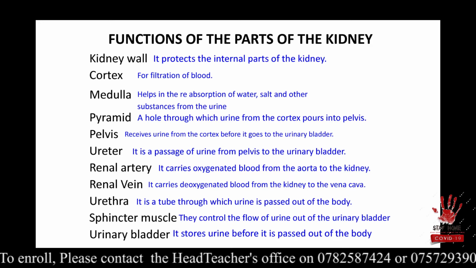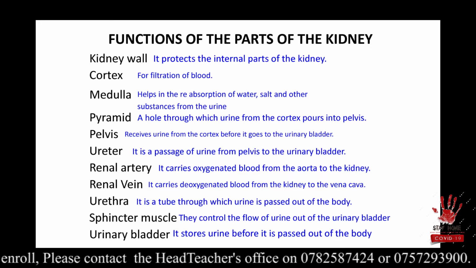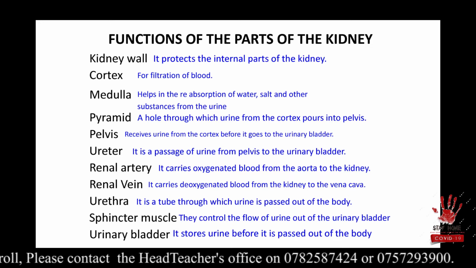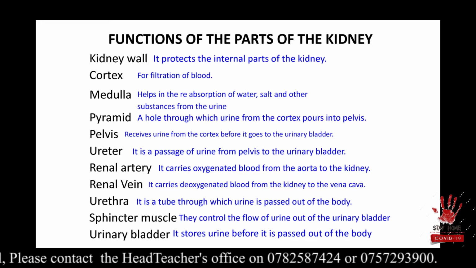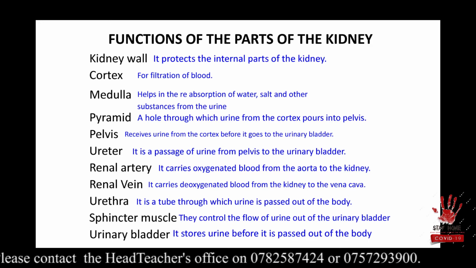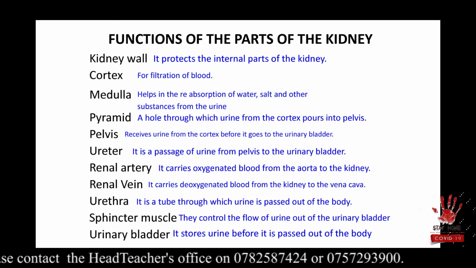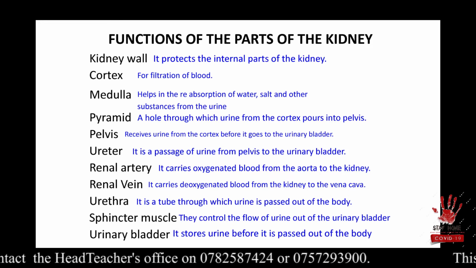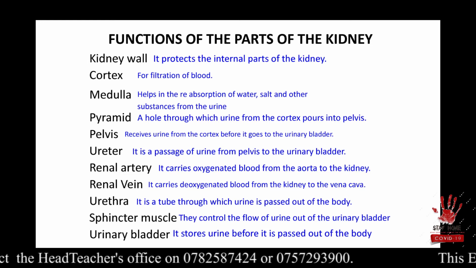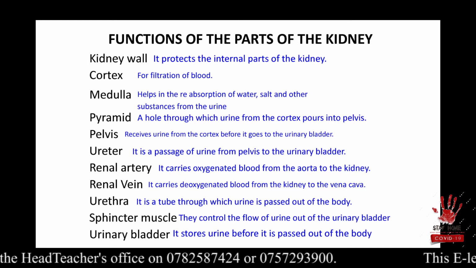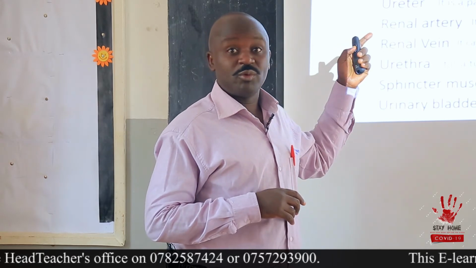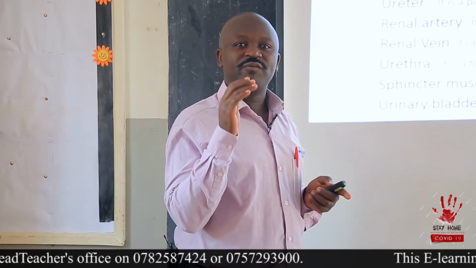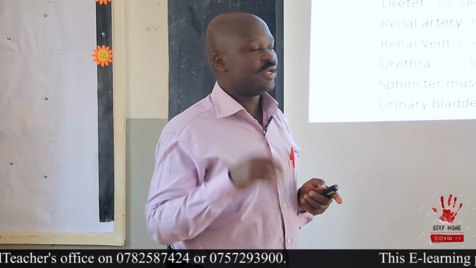Then we also have the cortex. It is used for filtration of blood. As we are going to see in the functions of the kidneys, one of the functions is that it filters blood. So within the cortex is where filtration of blood takes place.